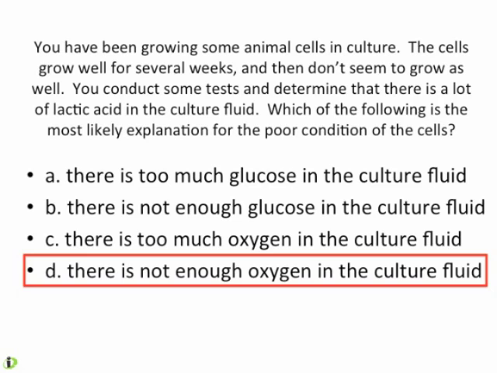If there was not enough glucose in the culture fluid, you wouldn't get any lactic acid production. You would just get cell death for the most part. If oxygen was plentiful, you're still going to do aerobic respiration, so you wouldn't have lactic acid. So lactic acid, or in the case of yeast, ethanol, is a sure sign that there's limited oxygen resources. So D. Okay. All right, so that's the end of this chapter.